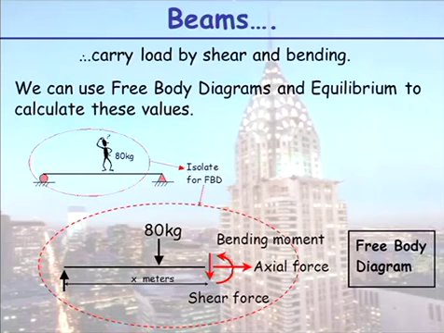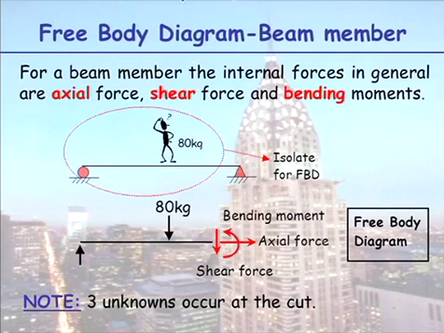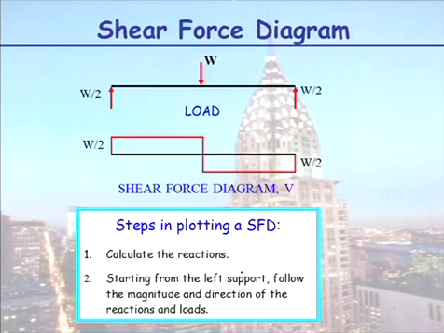Okay, beams. Beams carry load by bending and shear. We've just covered trusses. In trusses, we had axial tension and compression loading. For beams, beams curve. So now when we cut through our free body diagram, we have a possible axial force as well, but bending and shear. So we can only make one cut with our 3 equations of equilibrium. So for a beam, the internal forces are axial, bending, shear. One cut gives us 3 unknowns.